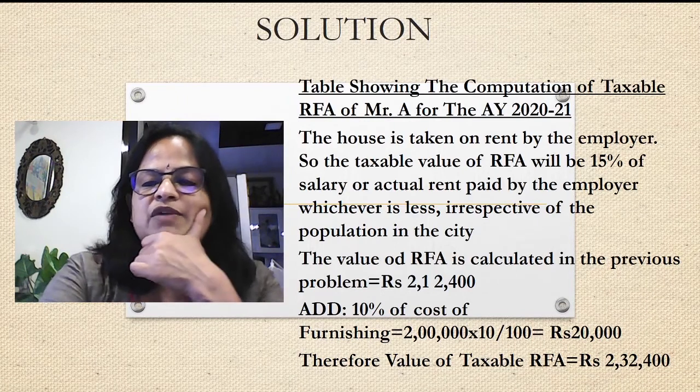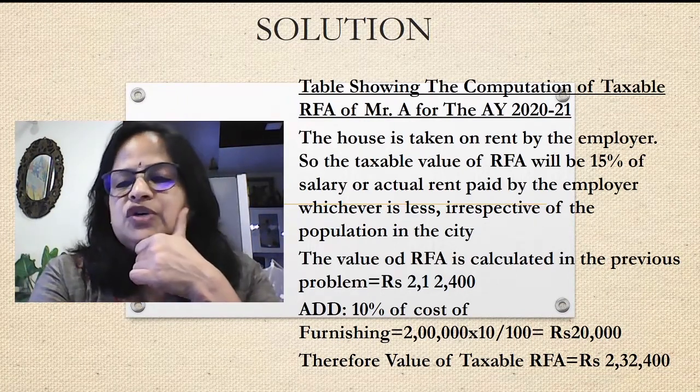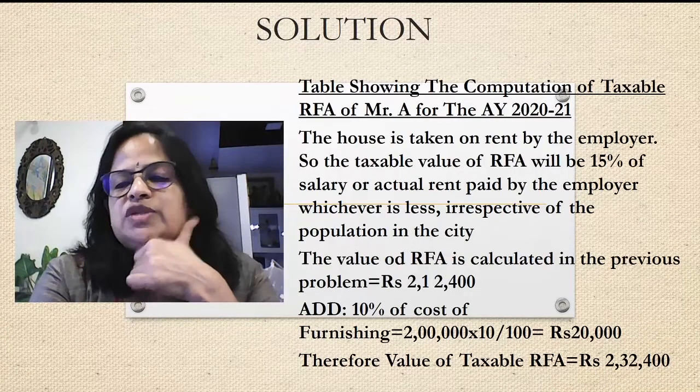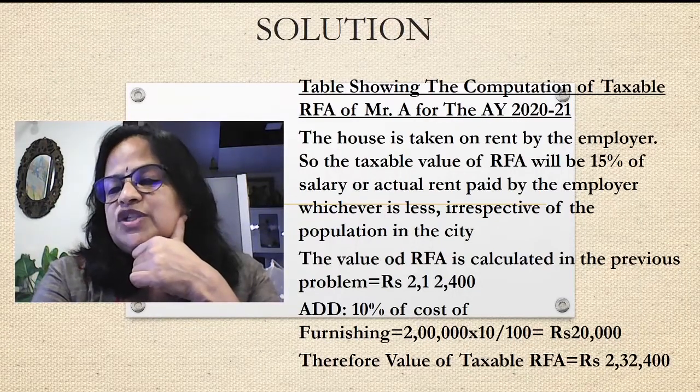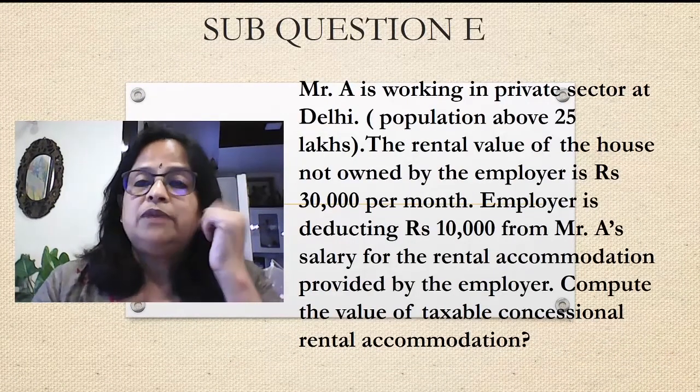So this we have already calculated, 2,12,400. You are adding 10% of cost of furnishing, 20,000. So taxable value of RFA is 2,32,400. Now coming to the next one.